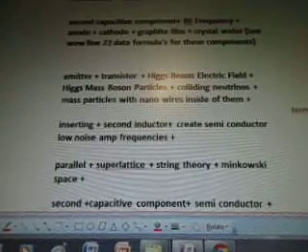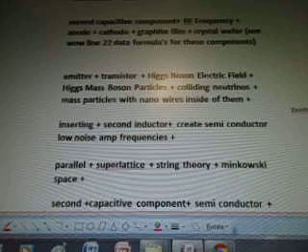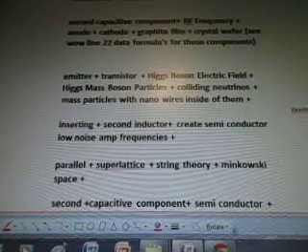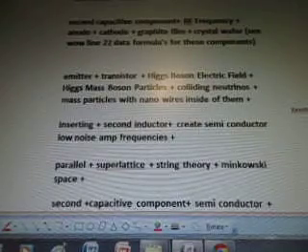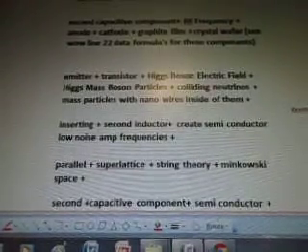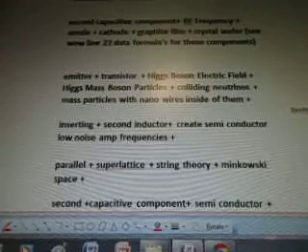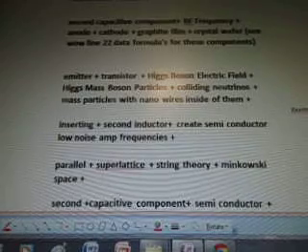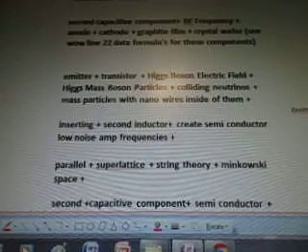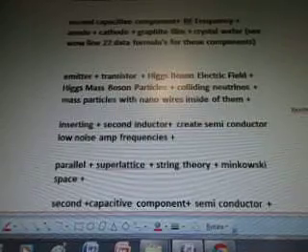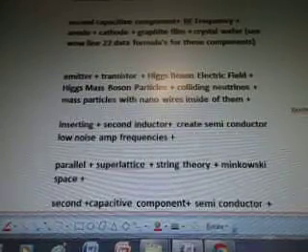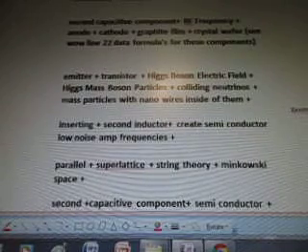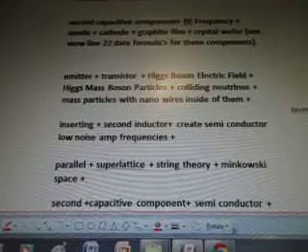Emitter, transistor, Higgs boson electric field, Higgs mass boson particles, colliding neutrinos, mass particles with nanowires inside of them. So basically the particle is going to have little spikes coming out of it. I don't know how you're going to do that. I guess you would use a fiber dust thing, and then you put it in when the particle is mushy, and then you bring it to a more solid form before you collide it. I don't know if you know how to do that yet, but I'm sure there are formulas to do that too, in line 22.